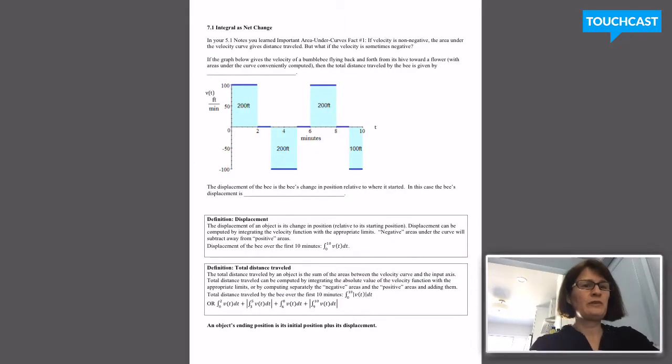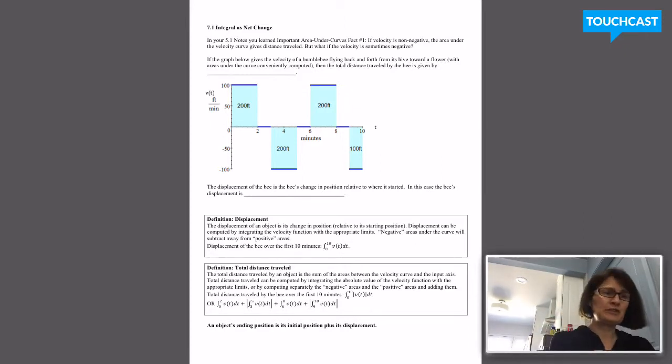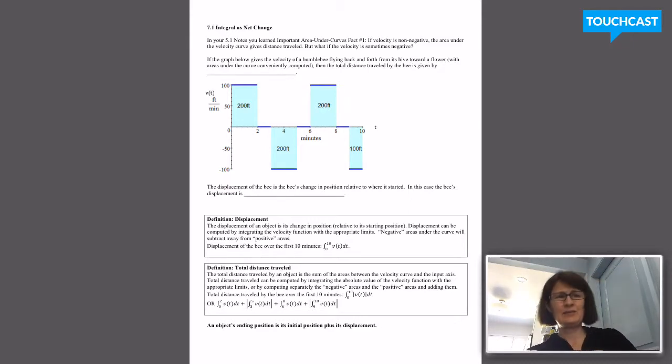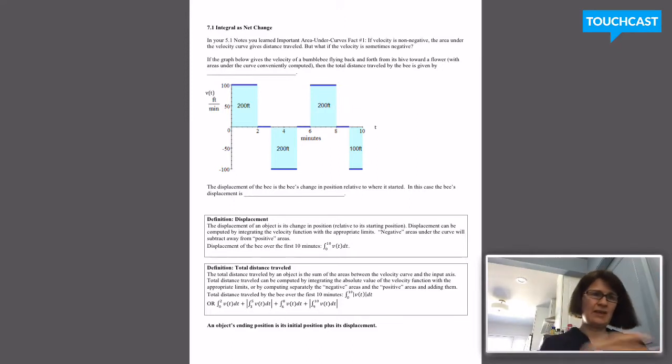One more super important fact is down here at the bottom of your page. An object's ending position is its initial position, so wherever it started, plus its displacement. You would never use total distance traveled to help figure out ending position. Position is all about where you started and then what changes happened. So initial position plus displacement.